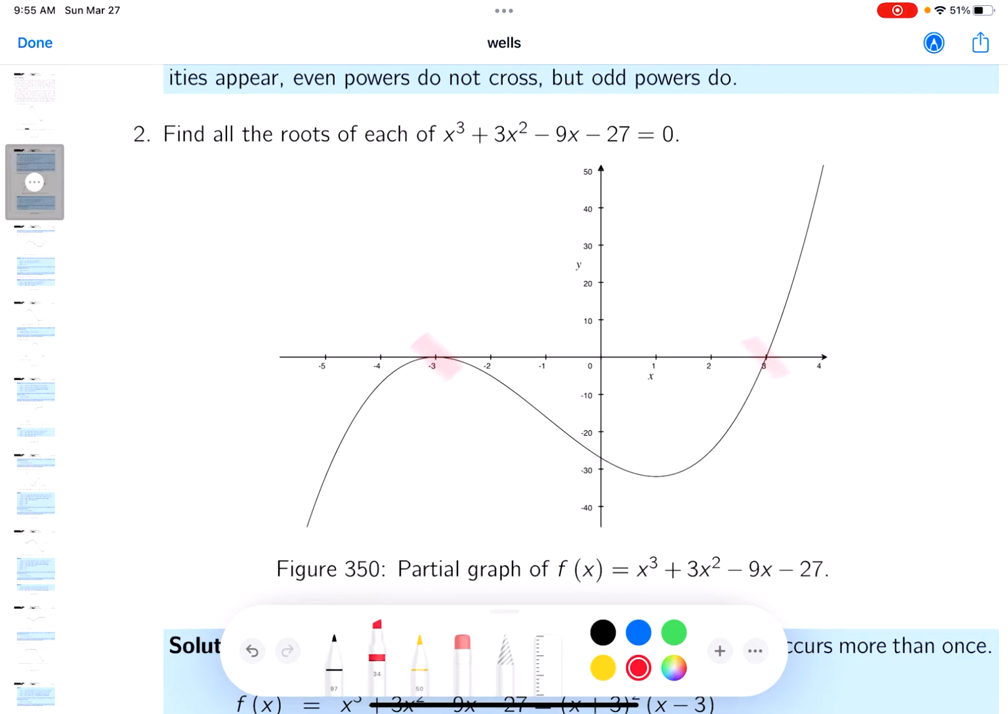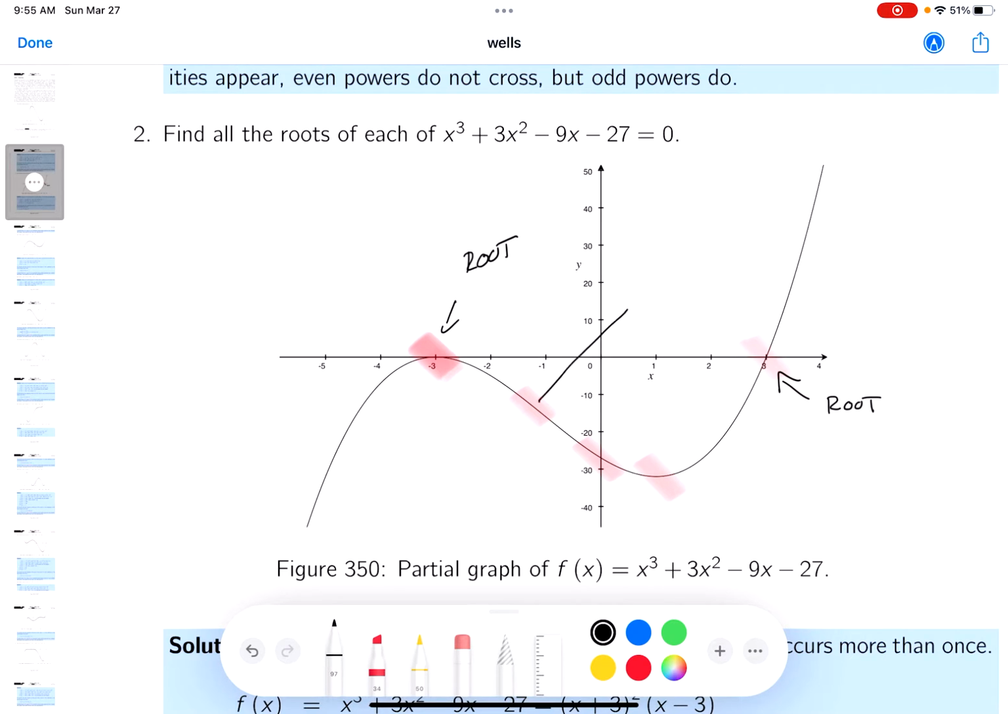What else am I expecting to see? A y-intercept. I'm also expecting to see a relative minimum, a point of inflection, and a relative maximum. So let me just write these down for you. I'm expecting to see a root here. I'm expecting to see a root here. Again, looking at it, it could be one root, it could be two roots. Pictures can be deceptive.